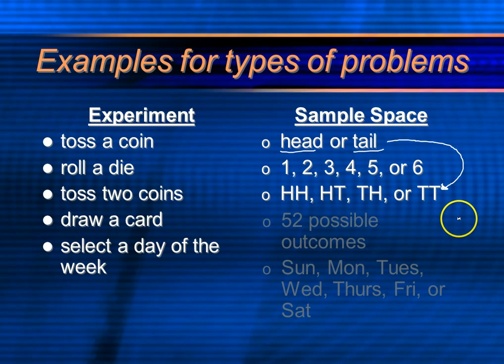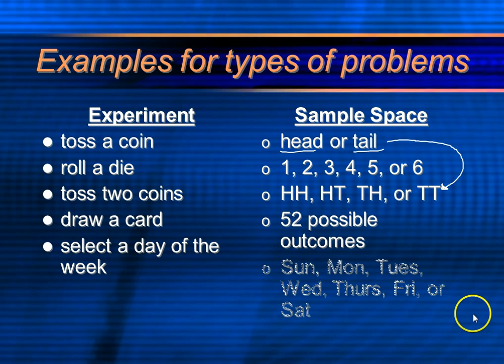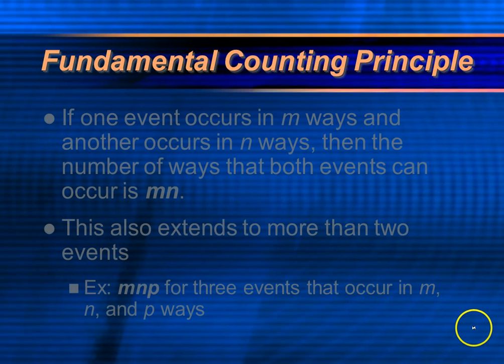Now, talking about decks of cards, without going into detail, which we'll do later, there are 52 possible outcomes because there are 52 cards in a deck. Talking about days of the week, hopefully we all know we have Sunday, Monday, Tuesday, Wednesday, Thursday, Friday, and Saturday. So depending on what your experiment is, your probabilities and sample space will change drastically.